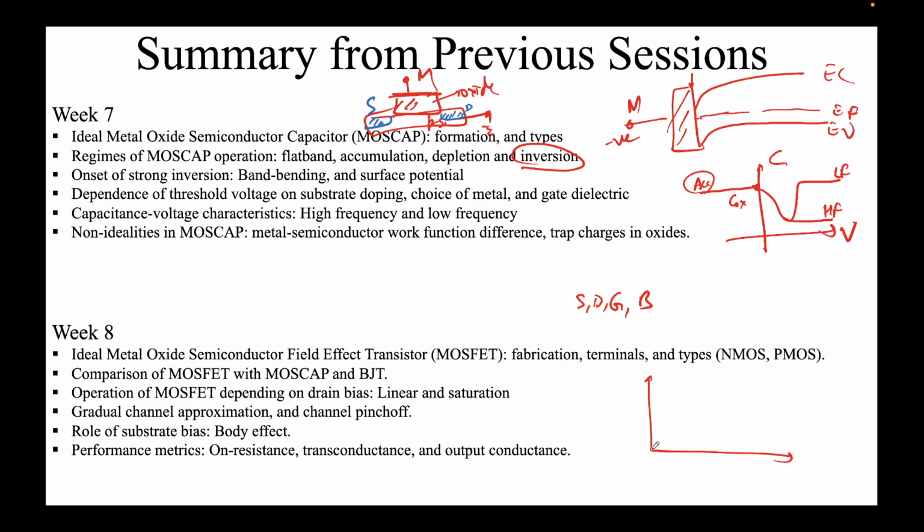So we saw the output characteristic looks something like this. In the linear region, this is the linear region in which the channel is there, right? And then a state will come which we call the saturation, where the channel has become pinched off. We analyze this using the gradual channel approximation.